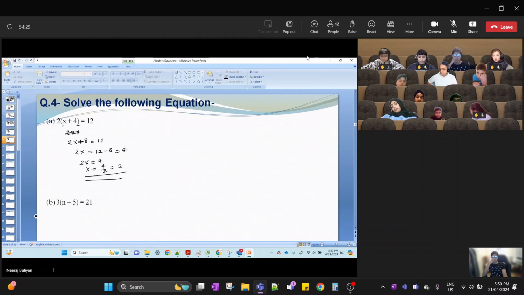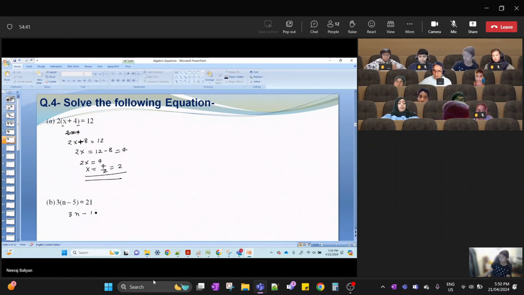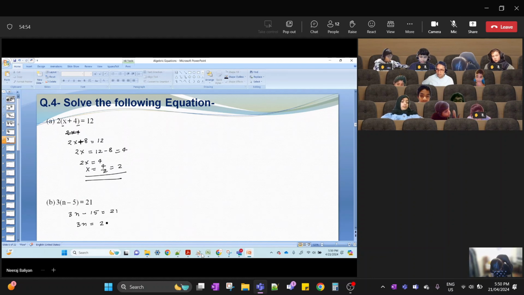3(n minus 5) is equal to 21. So what we need to do first, we need to open the brackets. So first we would go 3n minus 15 is equal to 21. And we can take the negative 15 to the other side, right? So that would make it 21 plus 15, which is equal to 36.